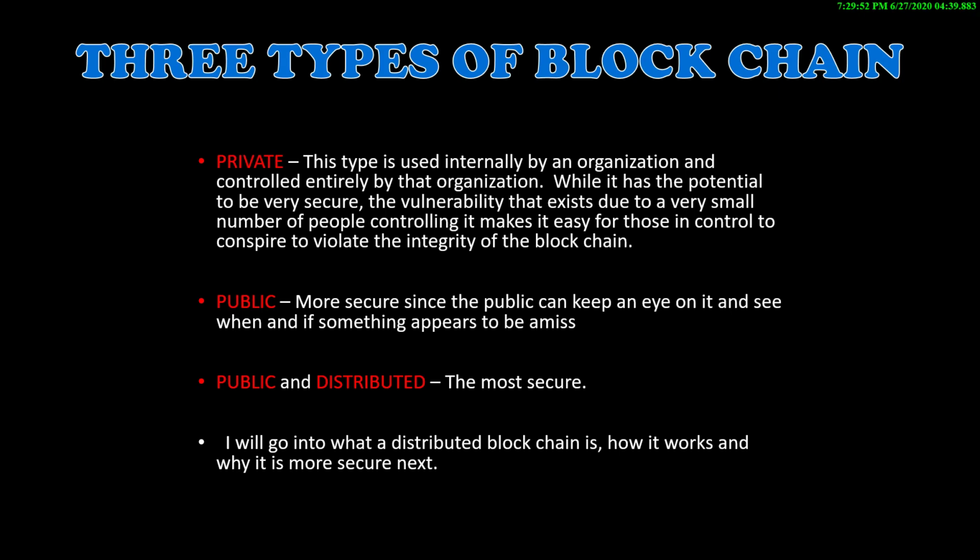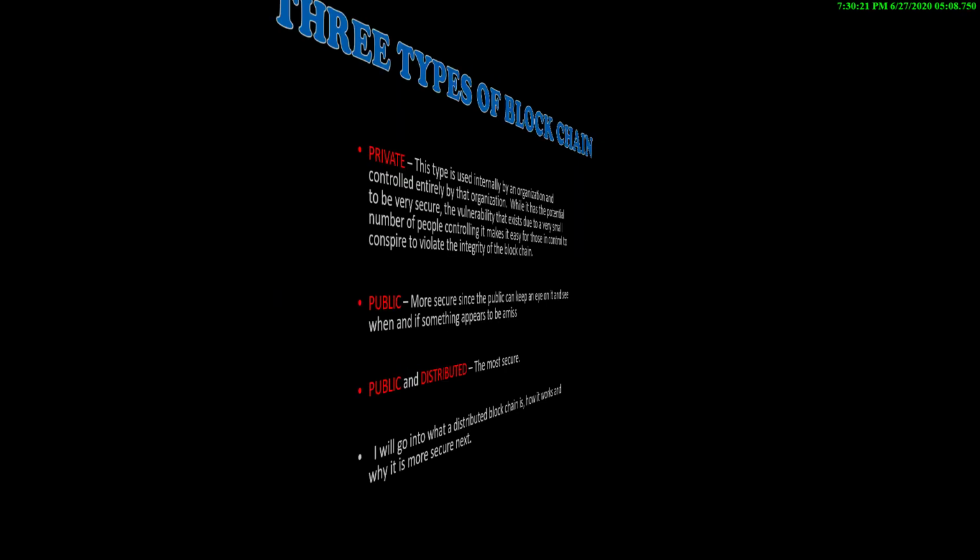Then there's the public blockchain, more secure, because the public can keep an eye on it and say something when they see something that doesn't appear to be correct or appears to be amiss. Public and distributed combined, this is the most secure. I will go into what a distributed blockchain is, how it works, and why it is more secure next.